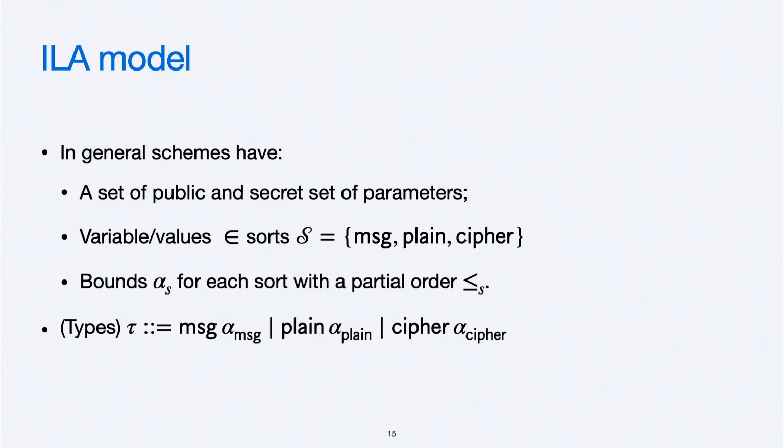So what is an ILA model? An ILA model is an abstraction of an FHE scheme. In general, FHE schemes have a set of public and private parameters, and variables which are sorted into messages, plaintexts and ciphertexts. Our contribution is that we attach bounds to each of these sorts. We also define a partial order on them, and hence we have types, which are the sorts with bounds. Bounds usually track the overflows, and the partial order says that if the bounds are beyond a certain limit, we cannot guarantee functional correctness.